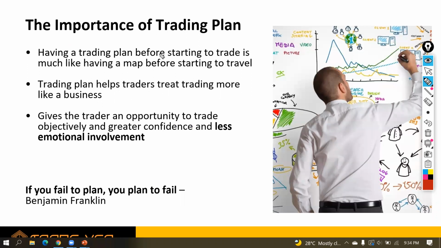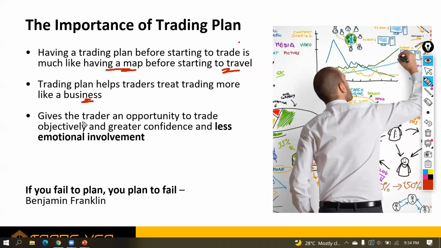So a trading plan is like a map. For me, it's like a map before you start going to a destination or travel. A trading plan can help traders treat trading more like a business. For me, a trading plan plays a very important role.